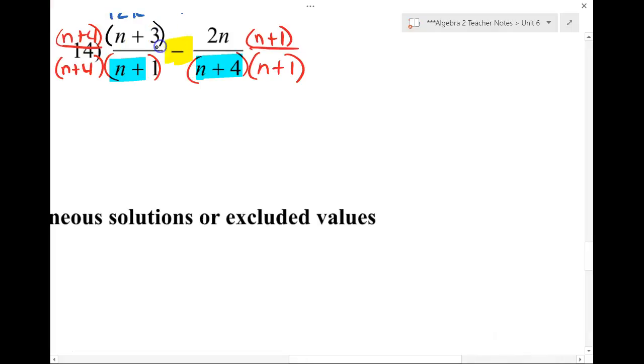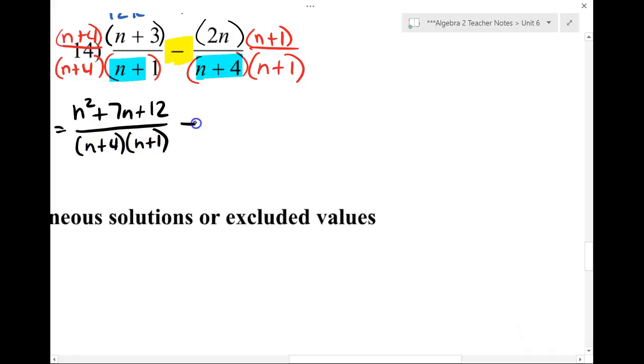Okay, now we have to multiply the numerators. Okay, so it looks like we've got two binomials here, so we'll have to FOIL on the top there. So I have n squared, and then 3 plus 4 is 7, so 7n, plus 4 times 3 is 12, and all over that same denominator, remember, don't multiply the denominator, leave it factored, minus this 2n times n plus 1, so let's distribute that 2n. So now we have 2n squared plus 2n all over that same denominator.